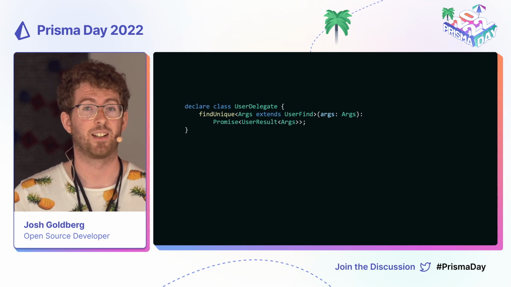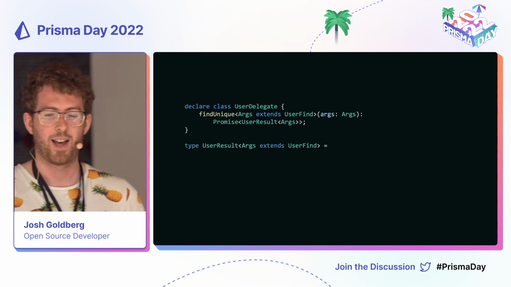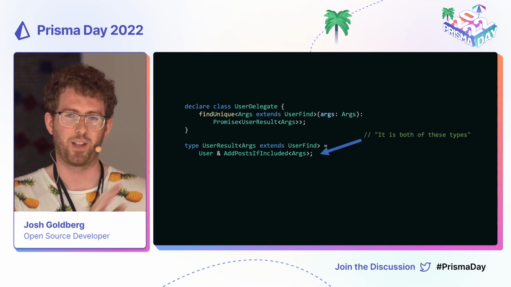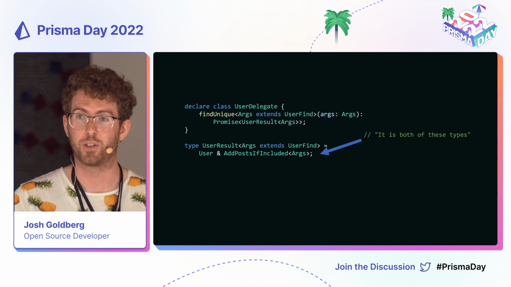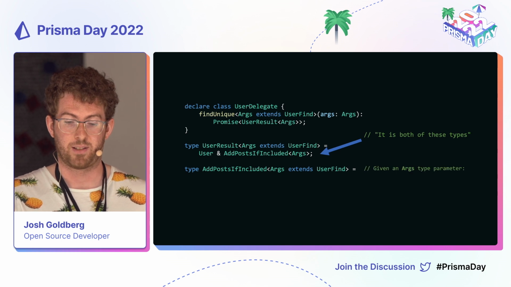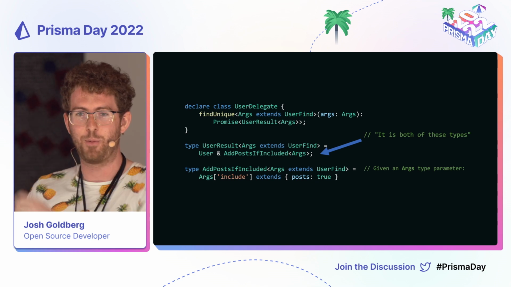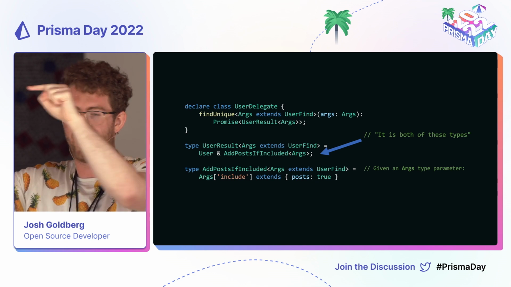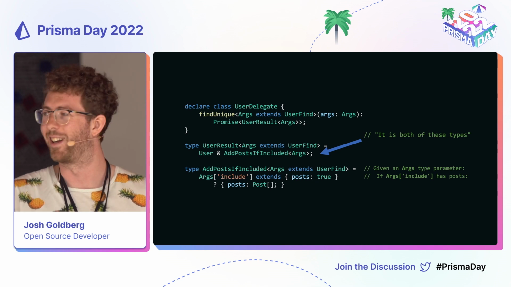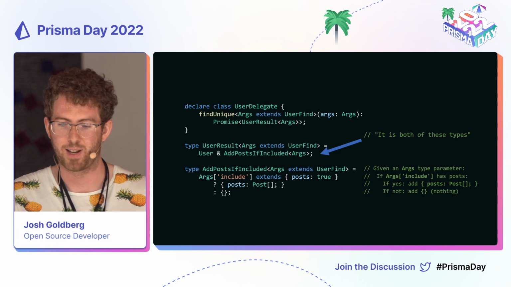We have findUnique, which takes in a generic args type that must be a UserFindUniqueArgs. And the result is UserFindUniqueResult, it is two things. It is both a User and a new type, AddPostsIfIncluded, which takes in that args type. And AddPostsIfIncluded says, given an args type parameter, if the args has an include that extends posts true, meaning if args.include.posts is true, if it has posts, then we add in an object that has posts in it. If yes, add posts. And if no, then we add an empty object, an object with nothing in it.